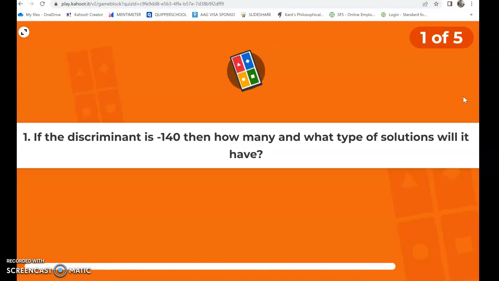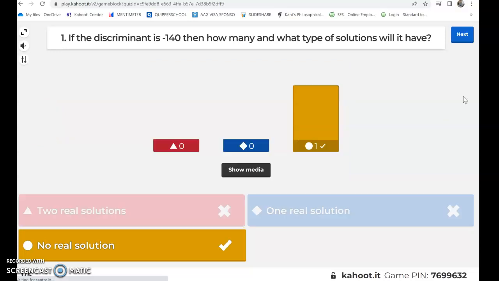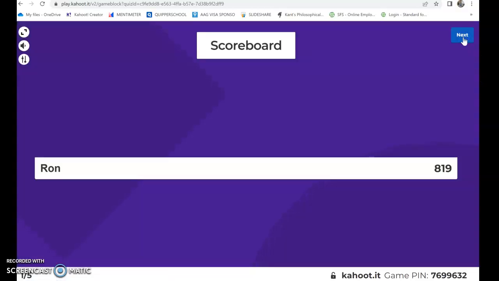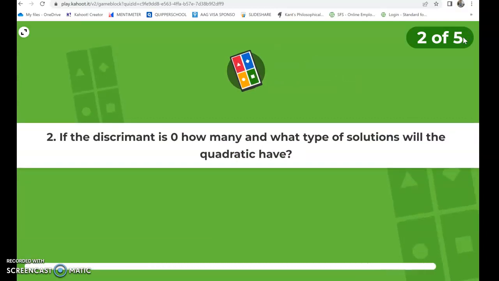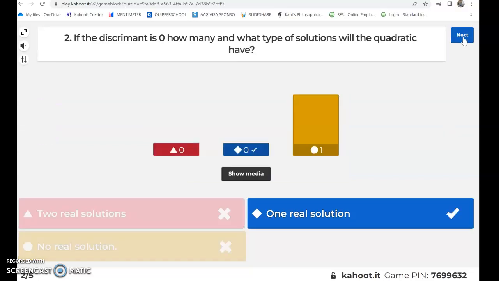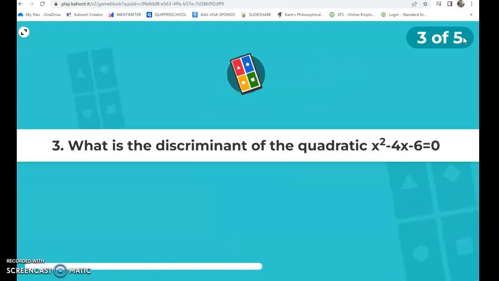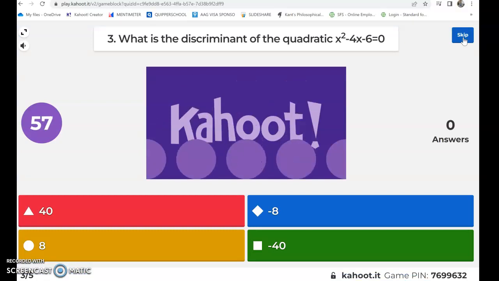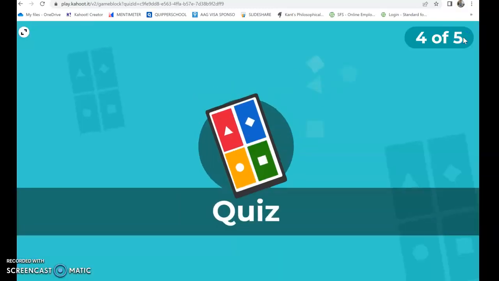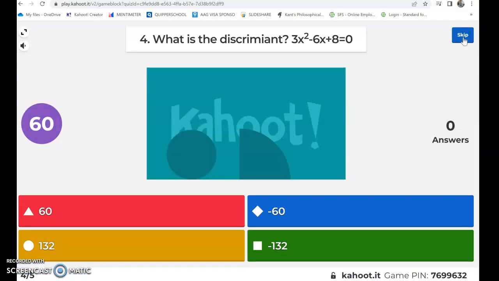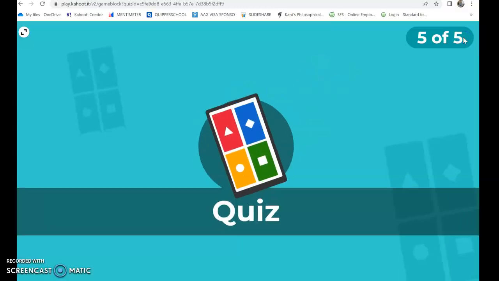Okay, if the discriminant is -140, how many and what type of solutions will it have? Very good, majority got it correctly. Let's have number 2. Discriminant is 0. Oh, that was fast. Fantastic, majority got it correctly. Number 3. What's the discriminant of x squared minus 4x minus 6? Oh, I think majority of you understand the topic. Number 4. Oh, very good. -60. Leading is Ron. Number 5 question.